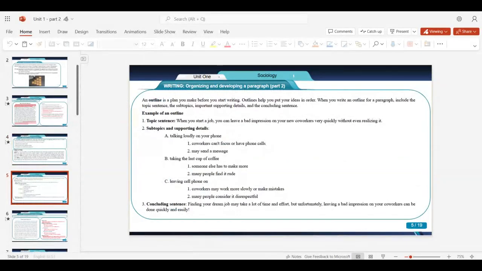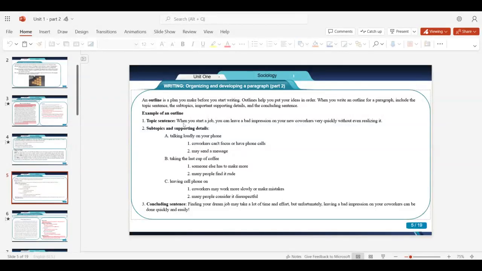Again, we have the information related to draft writing, how we can write an outline. Okay, in this part, we will discuss outlines. An outline is a plan you make before you start writing. Outlines help you put your ideas in order. When you write an outline for a paragraph, include the topic sentence, the subtopics, important supporting details, and the concluding sentence. For example, this is the outline.